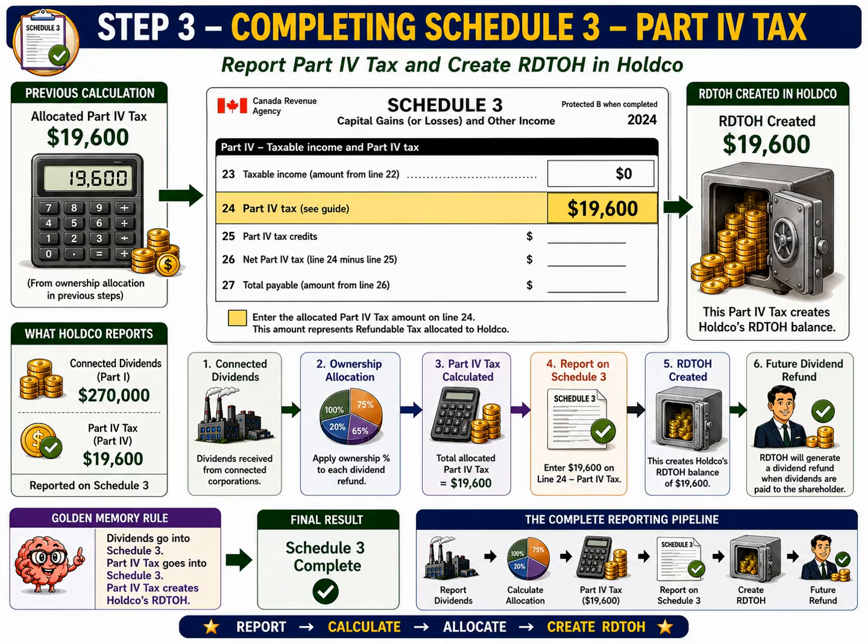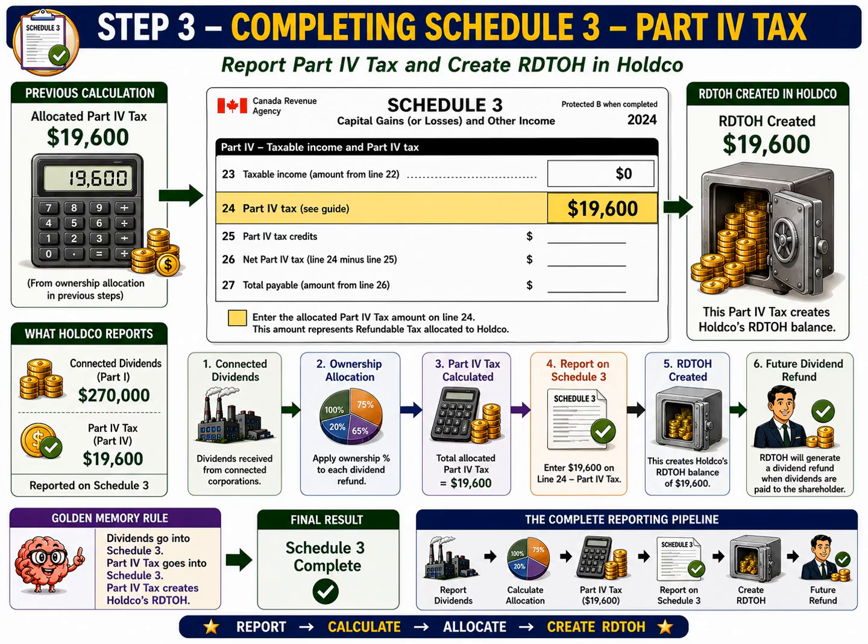The golden memory rule at the bottom captures the entire chapter in 3 simple statements. Dividends go into Schedule 3. Part 4 tax goes into Schedule 3. Part 4 tax creates Holdco's RDTOH. Those 3 ideas connect everything we have learned.